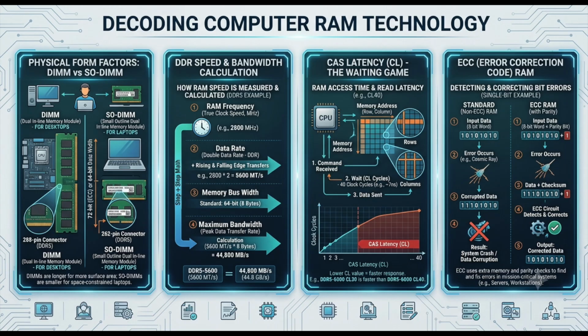So you can have a blistering fast throughput of 25,600 megabytes per second, but if the CAS latency is incredibly high, the processor still spends wasted clock cycles just waiting for the transfer to even begin. So throughput is the width of the pipe, but latency is how fast the valve actually opens. Precisely.